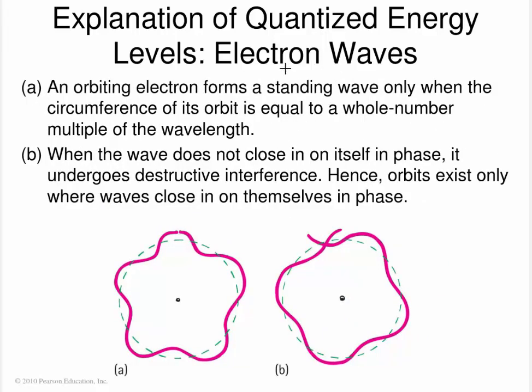So, in essence, when we're looking at the discrete energy levels, we're looking at only where the electron forms a standing wave, and it's going to have a whole number of wavelengths, so an integral number of wavelengths. If the wave does not close on itself, then it's going to be in destructive interference, and that's why electrons can live only in those discrete orbits.